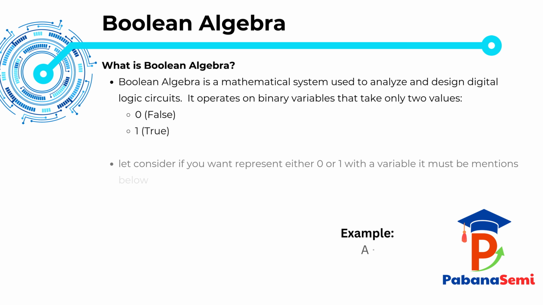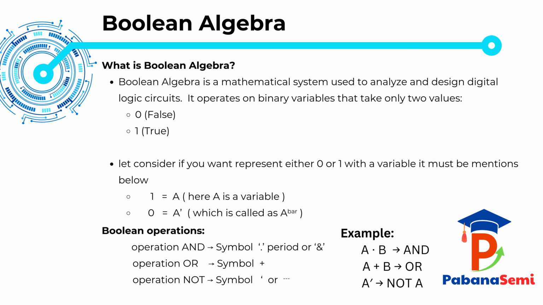Let's begin by diving into the fascinating world of Boolean algebra. What exactly is Boolean algebra, you ask? Well, it's a remarkable mathematical system utilized to analyze and design digital logic circuits. How does it work? It works with binary variables. That's right. Each variable can take only two possible values. Fascinating, isn't it? Those two values are 0, which represents false, and 1, which represents true.